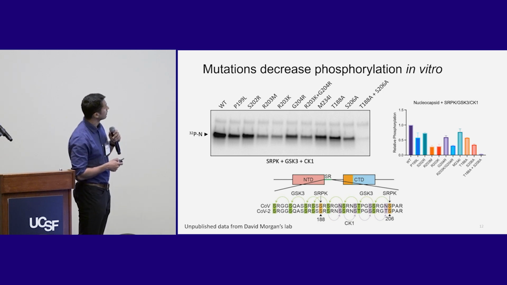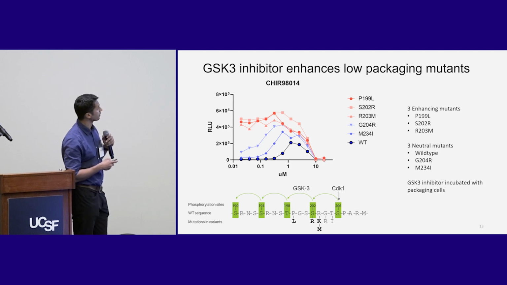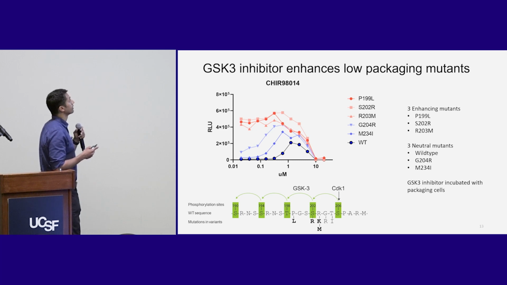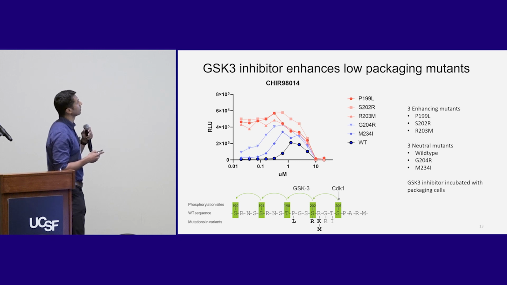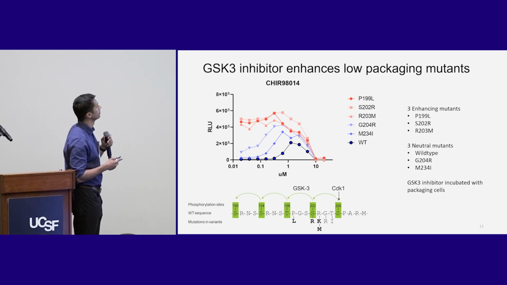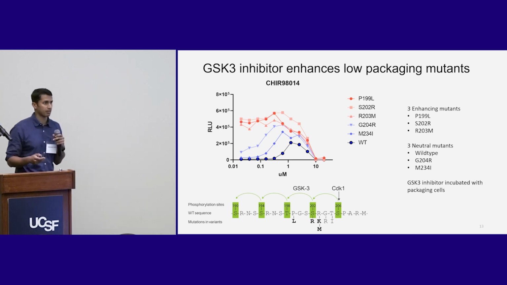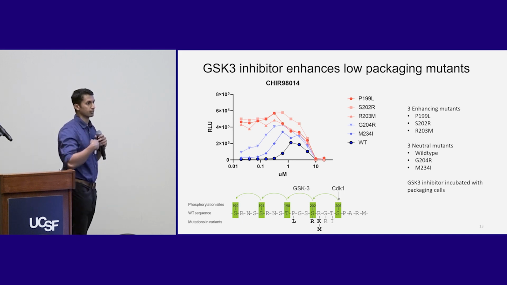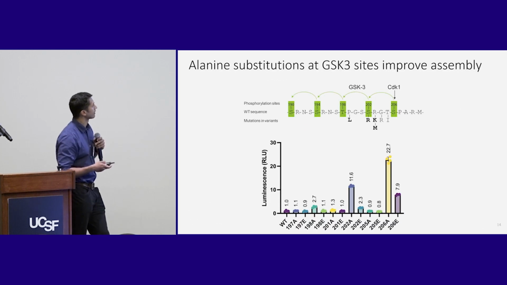And if we block GSK3 using an inhibitor, in this case CHIR98014, what we find is the mutants that were already very efficient don't seem to respond to this inhibitor, but the wild type and other mutations that don't affect the phosphorylation get much more efficient at packaging with the added drug. So basically, it seems that the original wild type had too much phosphorylation for efficient assembly, and then reducing that phosphorylation led to more efficient assembly. So we're still working on exactly why that is the case.